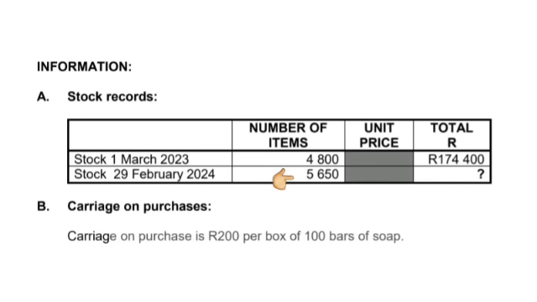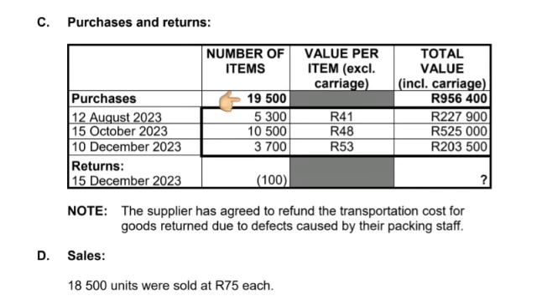I see that it's 5,650, and then I'm going to go ahead and look at the number of units that I purchased. To remind ourselves, it's still 19,500. And then also looking at the number of units that I returned. Remember, it was 100 units that I returned.